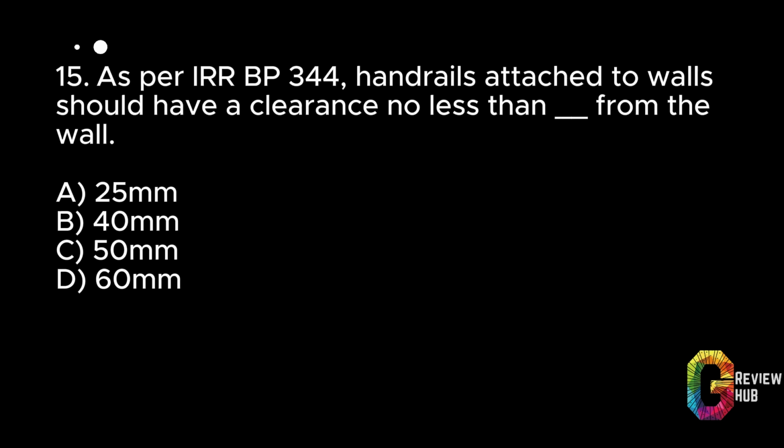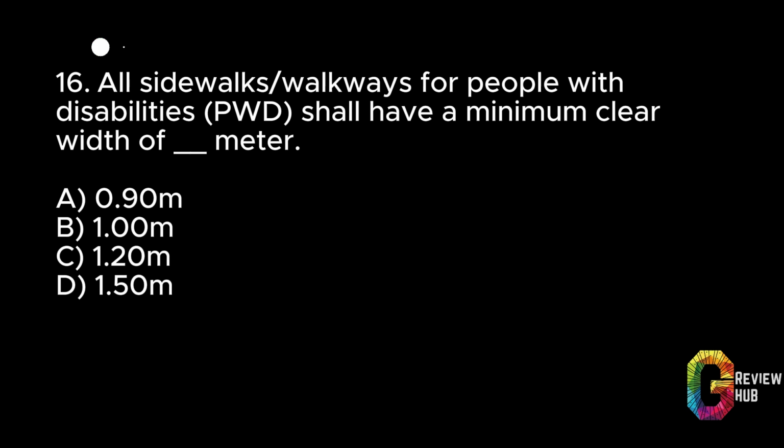15. As per the implementing rules and regulations of Batas Pambansa Bilang 344, handrails attached to walls should have a clearance no less than blank from the wall. A. 25 mm. B. 40 mm. C. 50 mm. D. 60 mm. Answer: C. 50 mm.